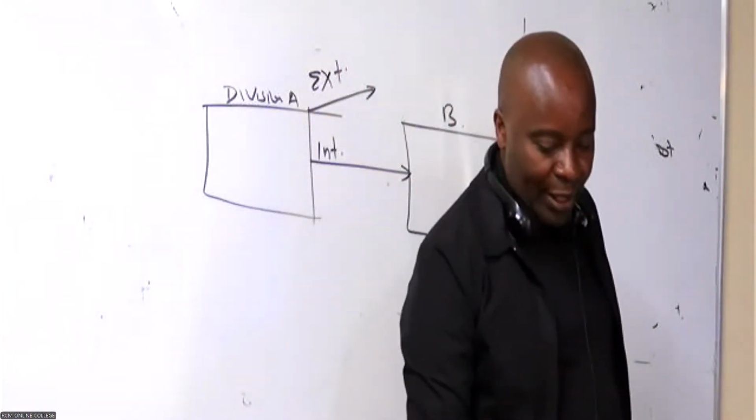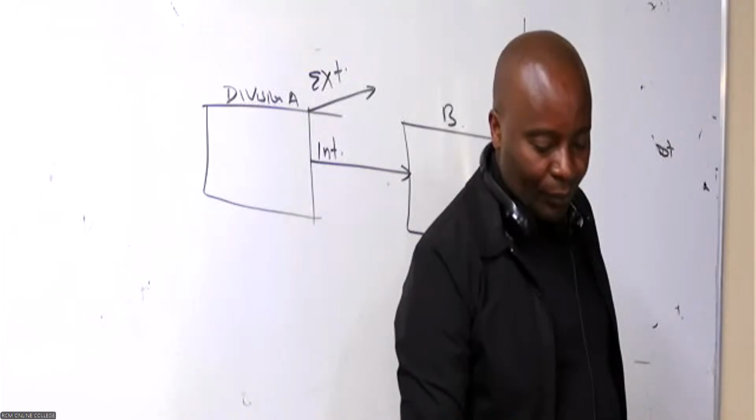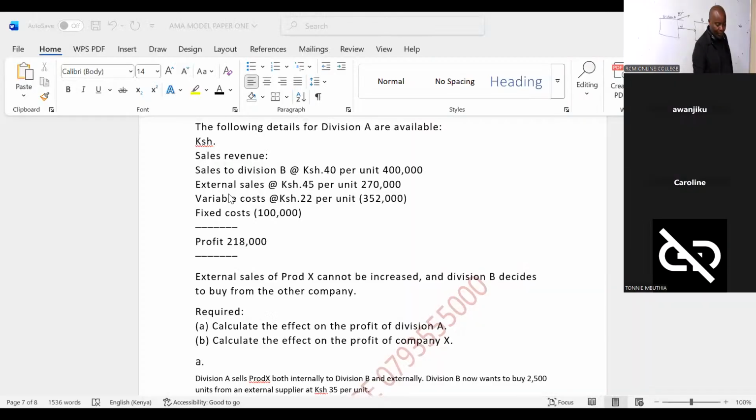So what have they told us here? They have told us here, ladies and gentlemen, sales revenue. You can see sales revenue to be at 40. So basically, they are giving us the transfer price, division A to B. Transfer price is 40. External price is 45. Very good business. Externally, we sell at 45. Internally, we are selling at 40. Good business.